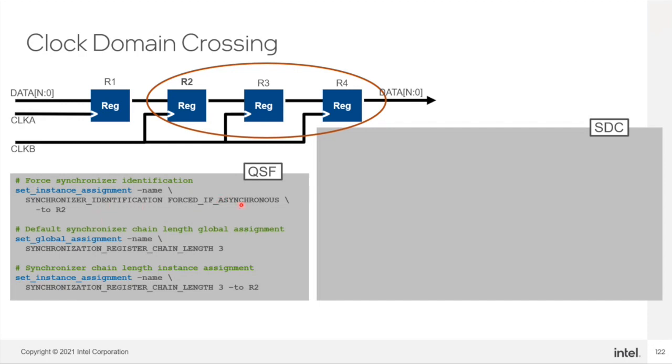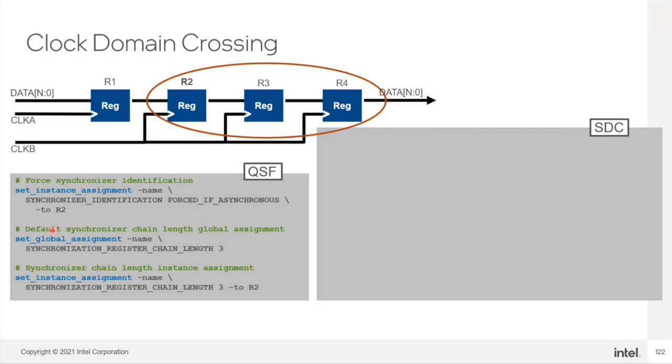Synchronizer identification, forced if asynchronous. So in other words, if the clocks are asynchronous between those two, forced if asynchronous, and if that's the case, so if we do have 2 different clock domains there, starting at R2, you're telling the tools, that is my synchronizer chain. So I'm crossing from one clock domain to another clock domain. When you do that, you want to have a synchronizer chain.